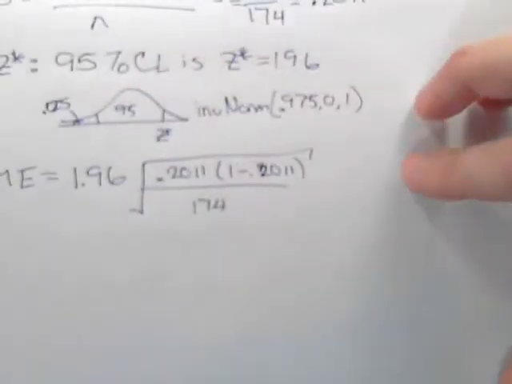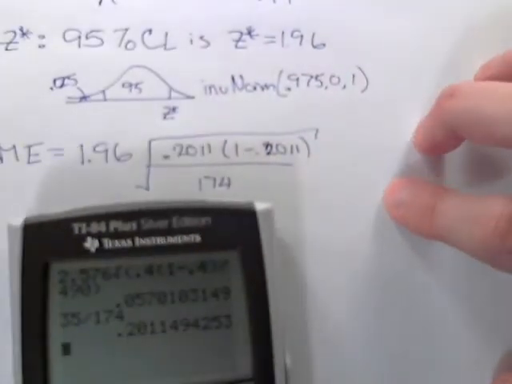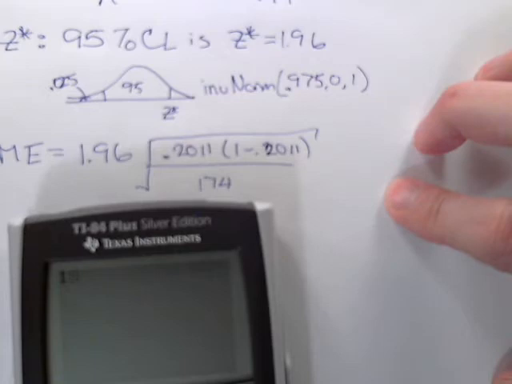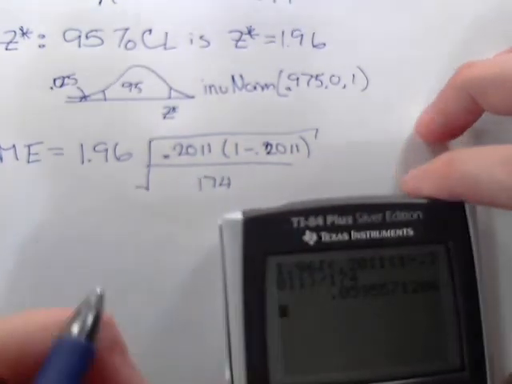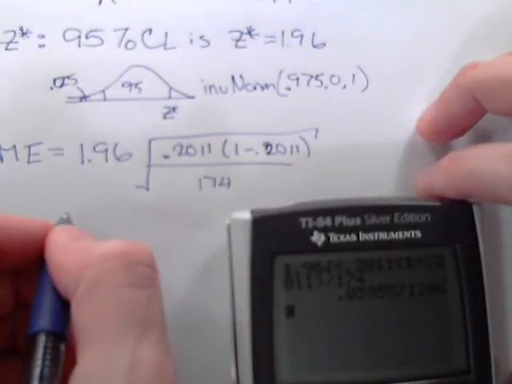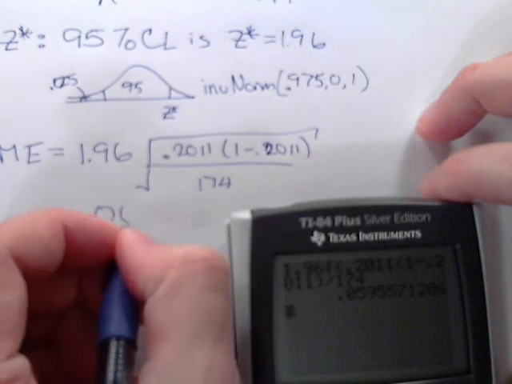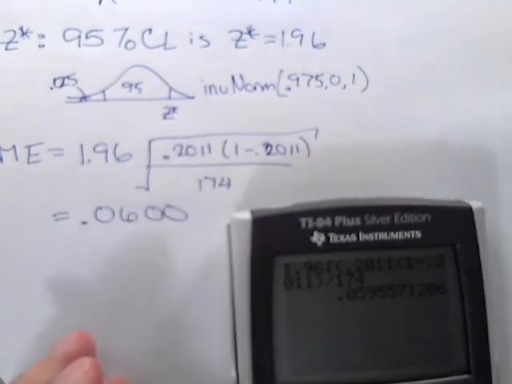Typing all of this into the calculator, we have 1.96 times the square root of 0.2011 times 1 minus 0.2011, divided by the sample size 174, and we get a solution of 0.0595, which rounds to 0.0600, which is our margin of error.